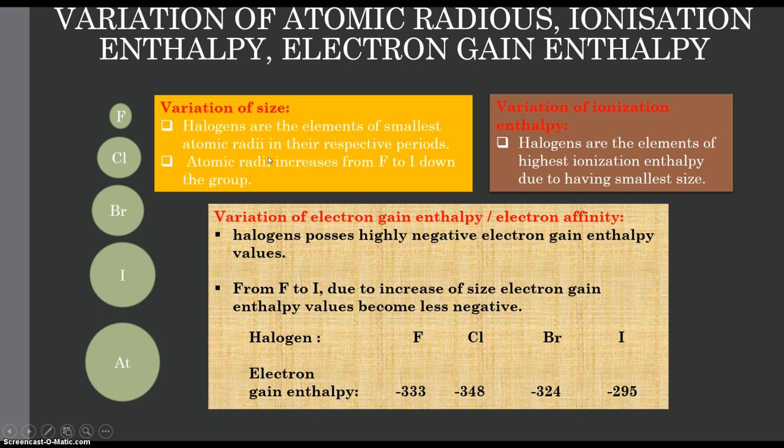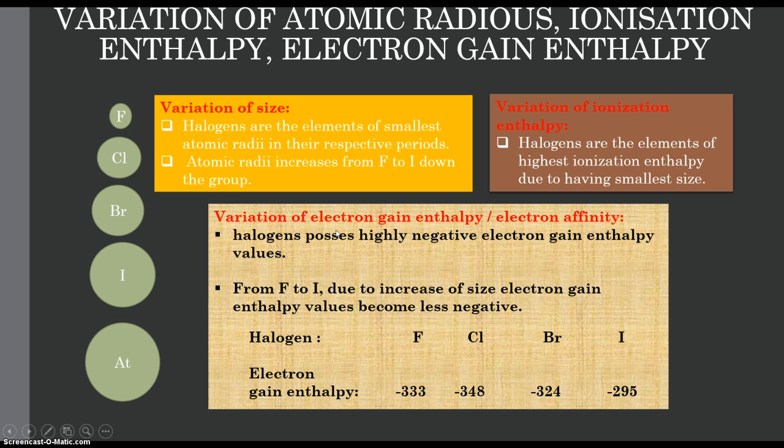Moreover, one thing is important to observe here: halogens are the elements of smallest atomic radii in their respective periods, because as we know, the halogen atoms are present in the extreme right positions of the periodic table, and from left to right the size of the elements decreases, right? So obviously these elements are going to be the smallest elements in their periods. And in group 17, from fluorine to astatine, the size of the elements increases because of the introduction of a new shell in the elements.